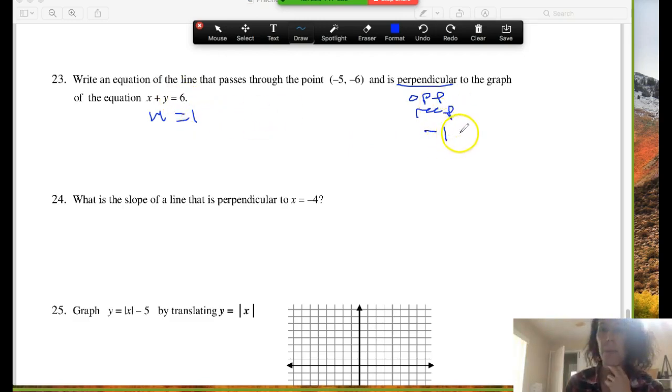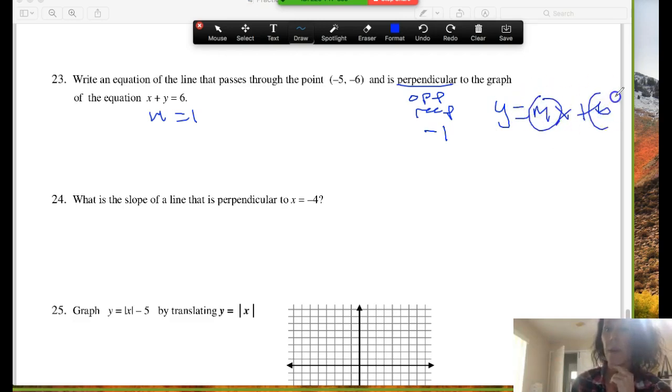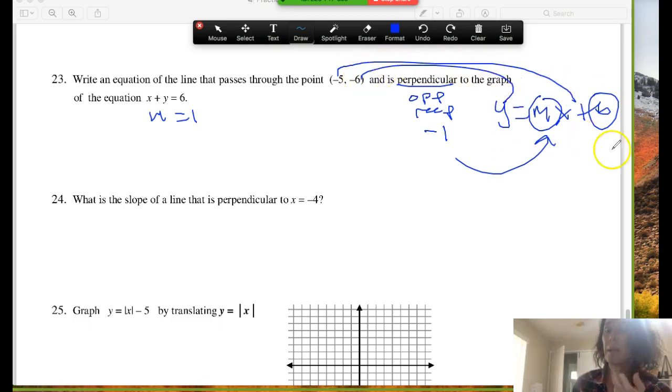So we found that. Then, to graph any equation, you need y equals mx plus b. So you need the slope and the y-intercept. We found a slope, and the y-intercept can be found by plugging in points, right? This is your x, this is your y, plug them in, get your y-intercept, and then you'll have your slope and your y-intercept, and you'll have the equation of the perpendicular line.